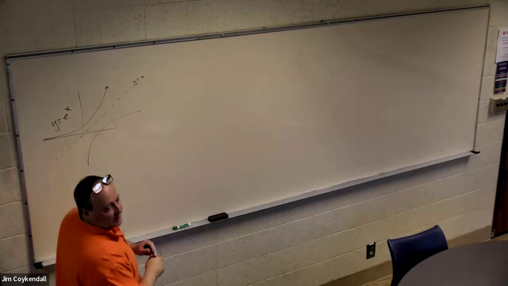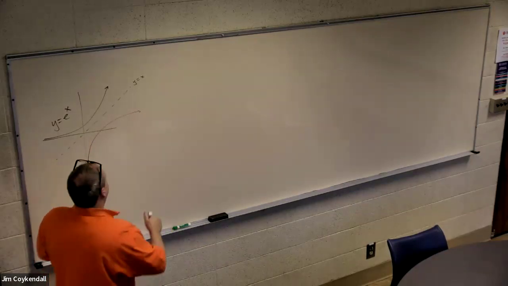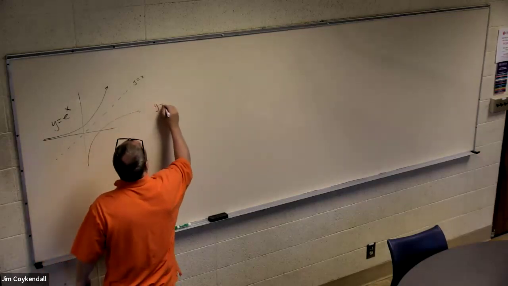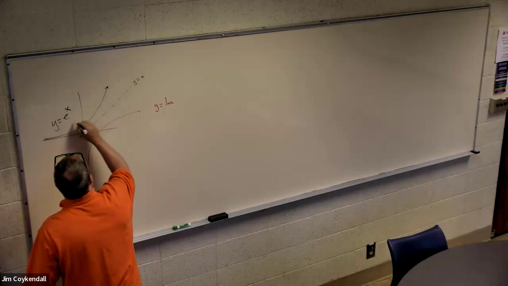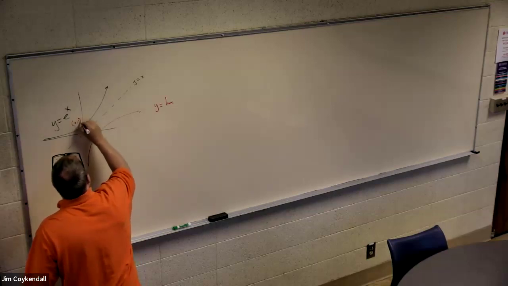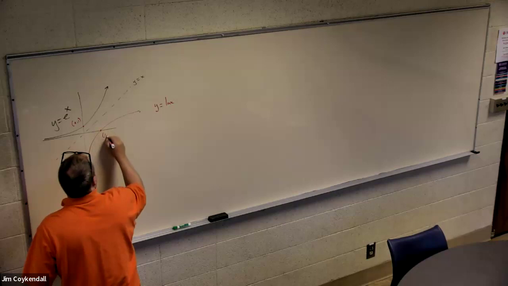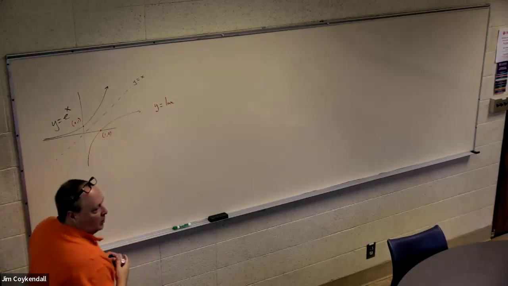Anybody know what this one is? Good. This is the inverse. So what it does is it translates each point. For example, this is point (0, 1), and this is point (1, 0).